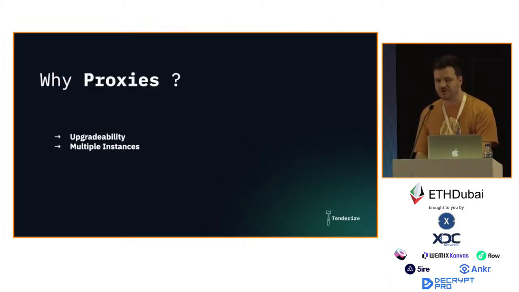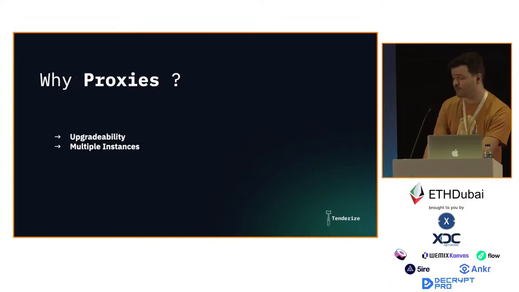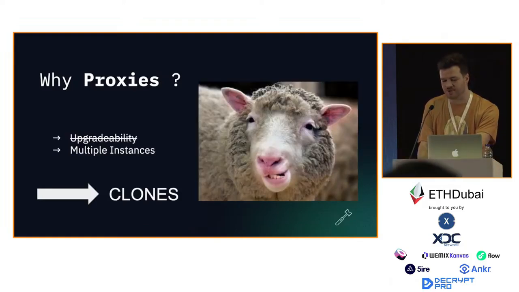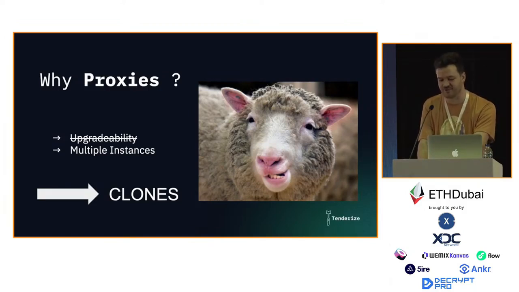So why do we use proxies in smart contract development? Two reasons: upgradability and creating multiple instances of the same code. If we drop upgradability and we just want multiple instances, we basically get clones of the same contract.